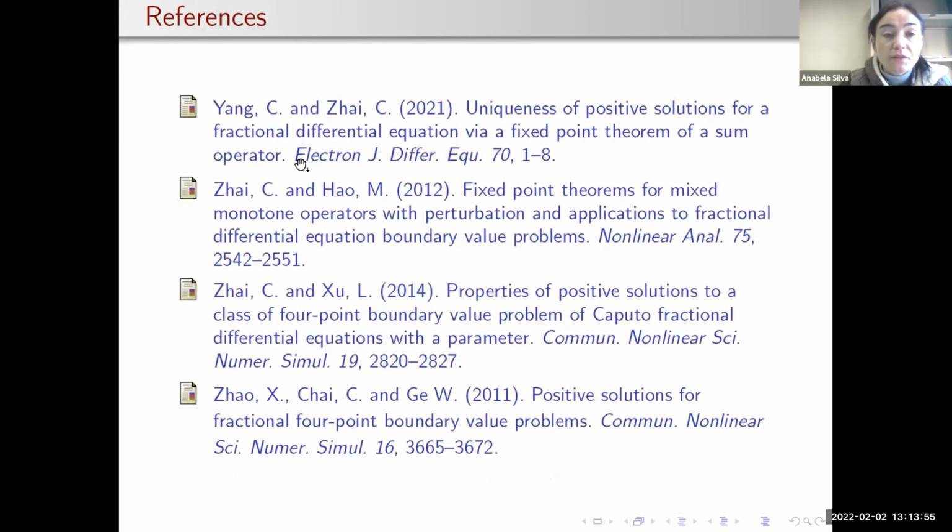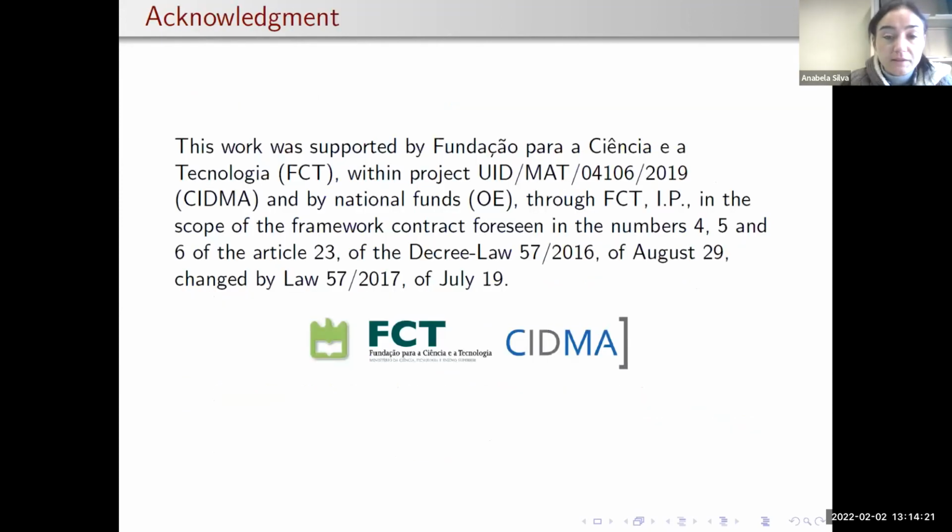So these are some of the references that we used. In particular, the paper where the problem is presented, and some of the recent proofs on the uniqueness of solutions of fractional boundary value problems. So this is all.